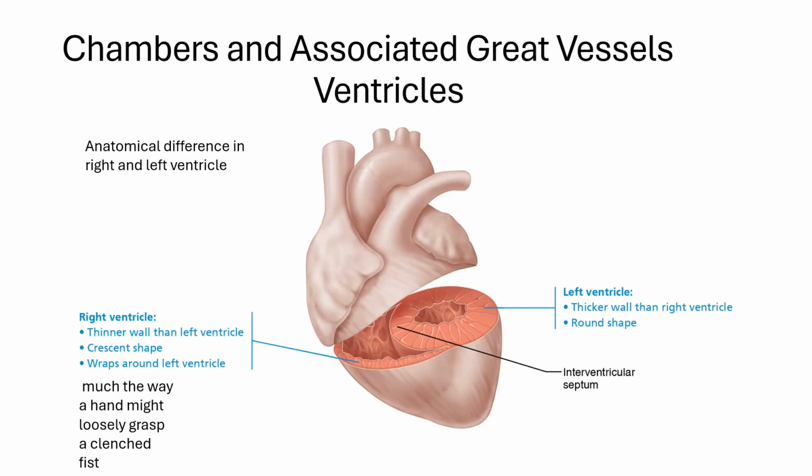In this diagram, we can see the anatomical difference in the right and the left ventricle. The left ventricular wall, notice it is thicker, and the lumen is more circular compared to the right ventricle, because the left ventricle pushes blood into the systemic circulation, where the resistance is far more compared to the pulmonary circulation. So this right ventricle pushes blood into the pulmonary circulation.